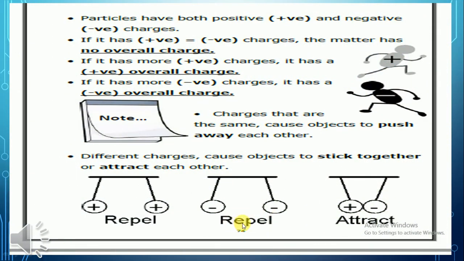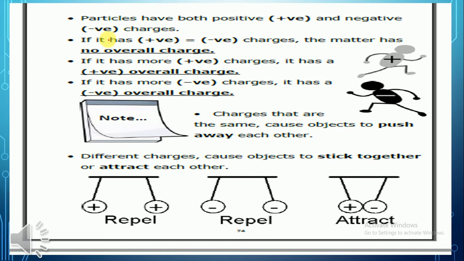Okay, so let's move to page 74. Particles have both positive and negative charge. So you see this is P plus, positive, and negative charge, minus. If it has positive charge equal to negative charge, the matter has no overall charge. Teacher, what is the meaning of this? Let's see.